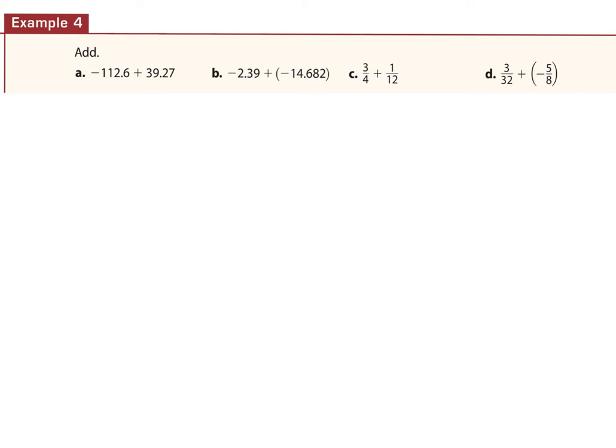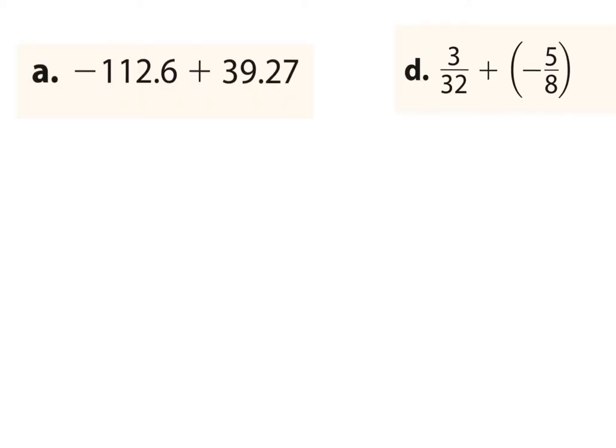We're going to do it exactly the same, though. We have negative 112.6 and positive 39.27. All right, so we have these. They are different signs. So my rule is the same. Because they're different, I'm going to subtract. So I'm going to ignore my positives and negatives. I'm just going to say, are they different or the same? They're different, so I'm going to subtract. So I'm going to take my larger of the two, absolute value-wise, 112.6, and I'm going to subtract my 39.27.